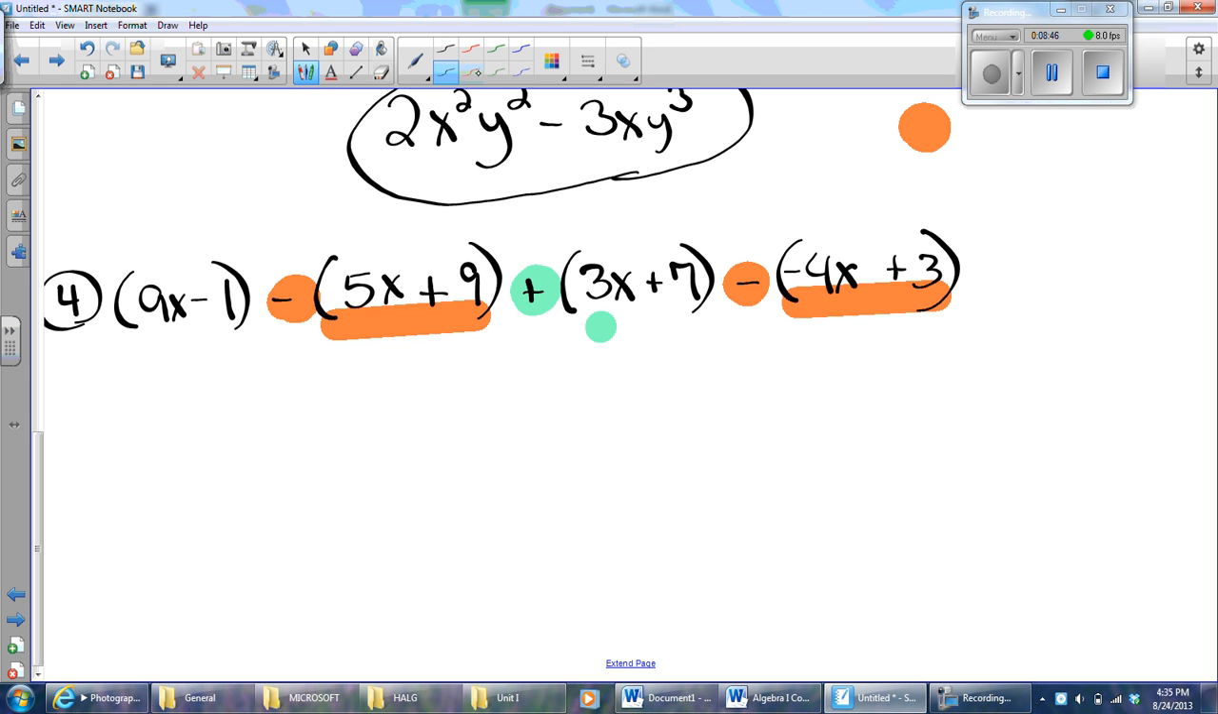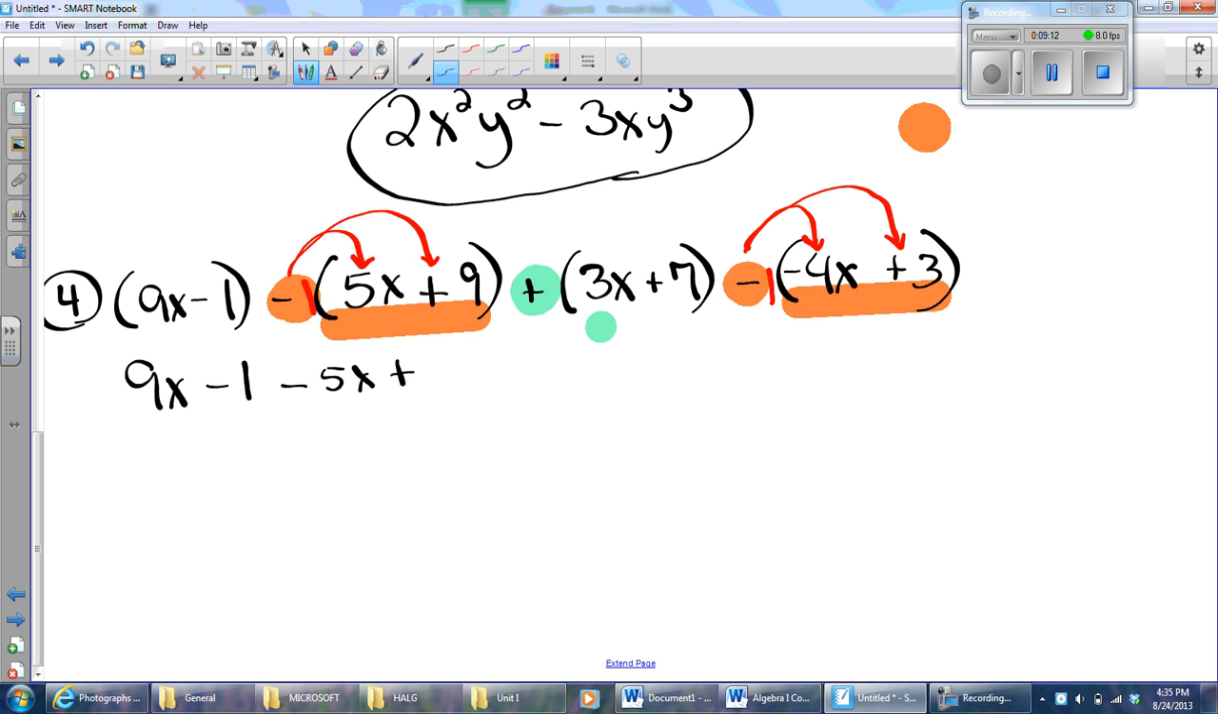All right. So if I distribute the negative here and here, and of course in the second quantity I'm going to distribute here and here. Remember, when I distribute a negative, I'm multiplying through by -1. Multiplying everything in the quantity by -1. So my first quantity is 9x minus 1. Then minus 5x plus 9 plus 3x. Oops, I made a mistake there, didn't I?